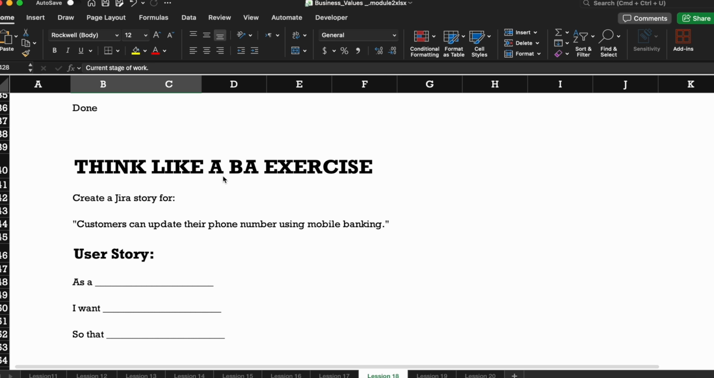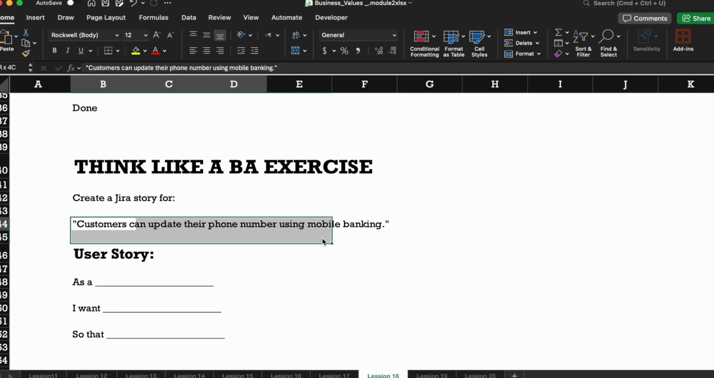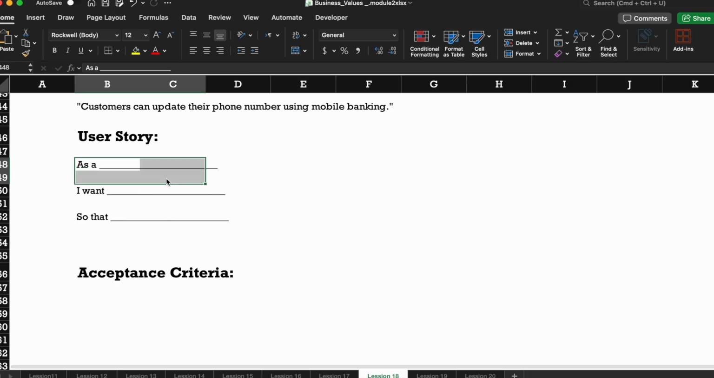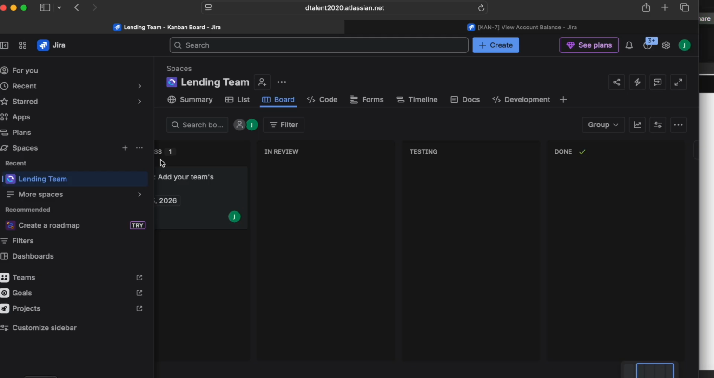Think like a BA exercise. Create a Jira story for: customer can update their phone number using mobile banking. So this is a good scenario. You can go to Atlassian.com, it's free. Just go to Google and use your Gmail account, and you can create a free account. In the beginning it will ask what team, what's your software development team. You can just put whatever team you want to work on, just any name, and just follow next.